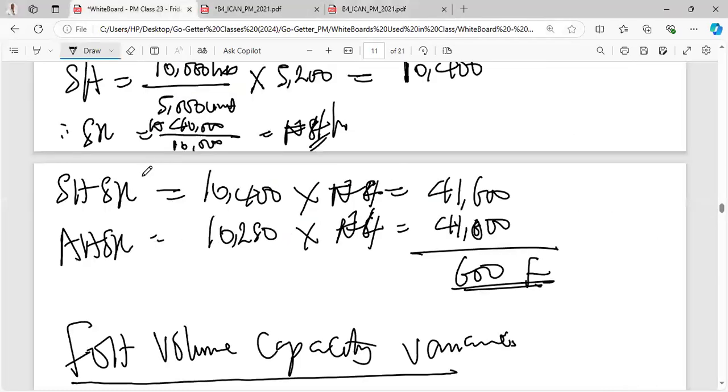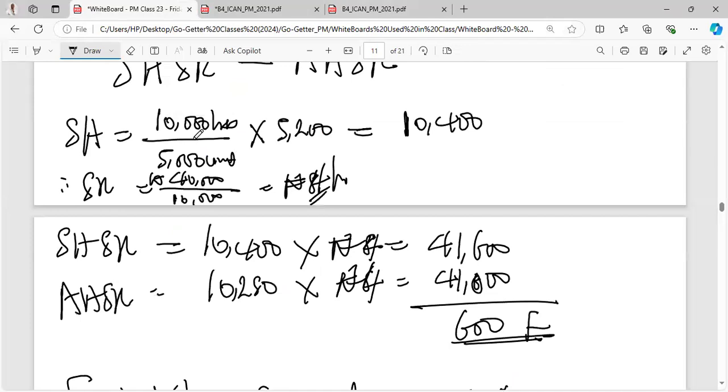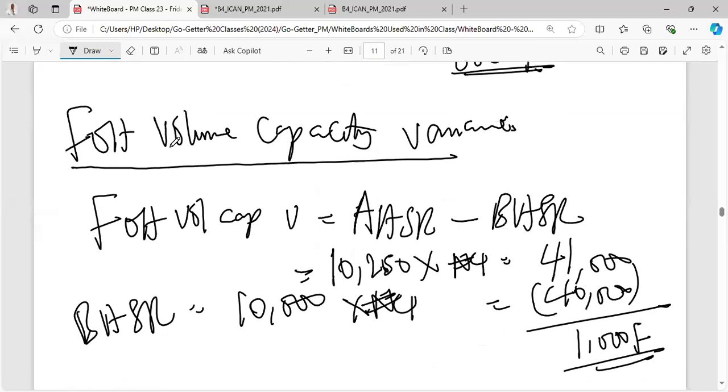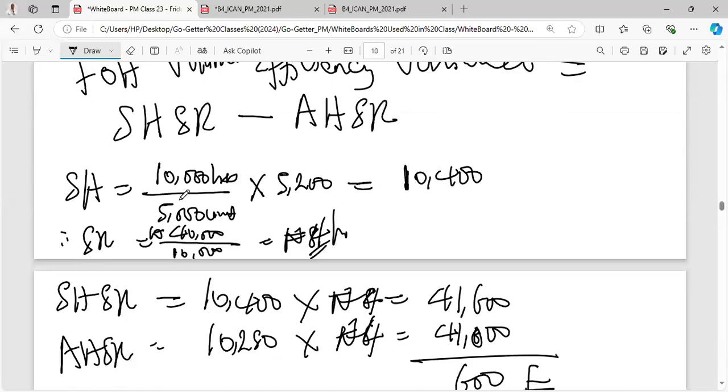Now, if you notice the difference here is standard hours. We took it from the budgeted hours and divided it by the budgeted units to get the standard hours per unit. Then we multiply it by the number of actual units. That's what gave us this. In the case of this, we would have done the same thing here, this divided by this, but instead of 5,200, we're using 5,000.